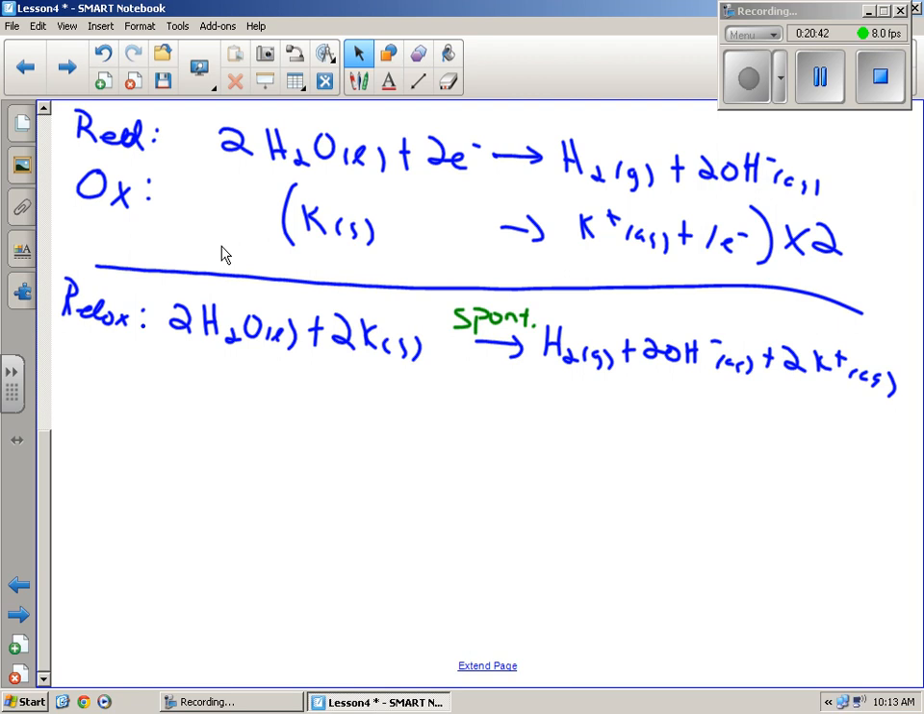Does left side equal right side? Everything good here? Let's see. 4 H's, yeah, 2 and 2, 4. We got 2 O's, yeah. 2 potassiums, 2 potassiums. This is 0, this is 0, 2 minus, 2 plus. Good. Check. Done. If we have time, we'll go back and talk about things you would see.